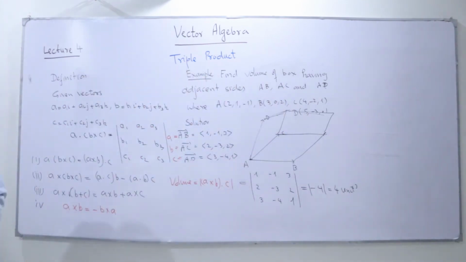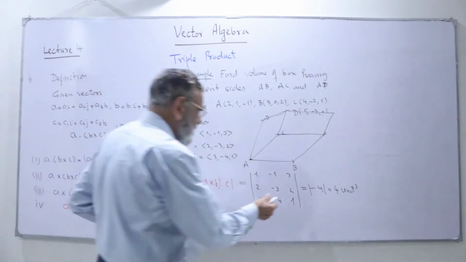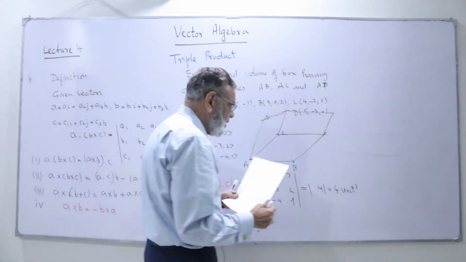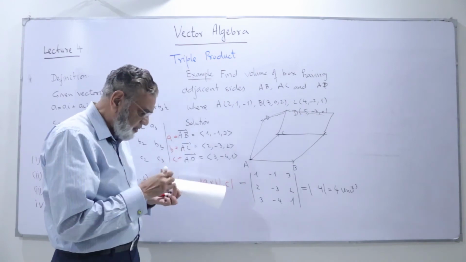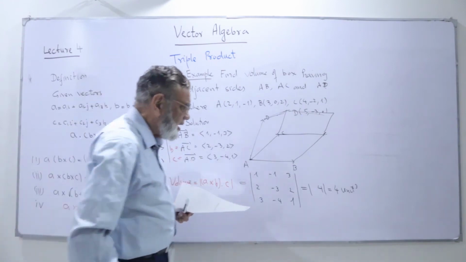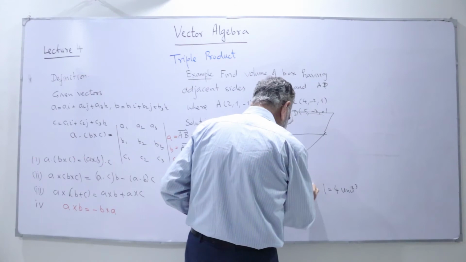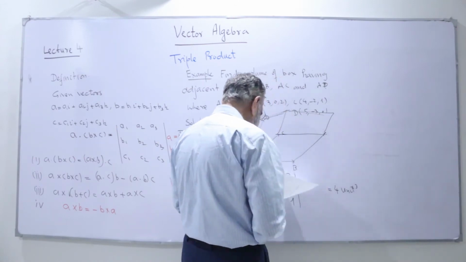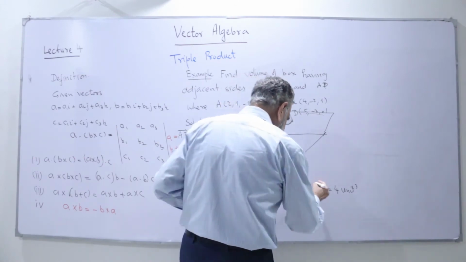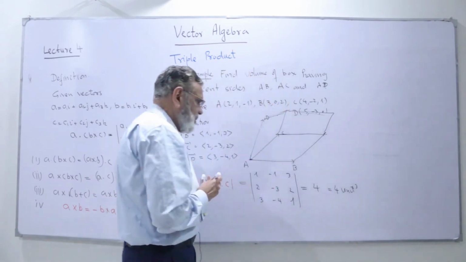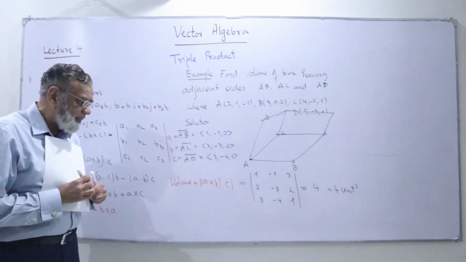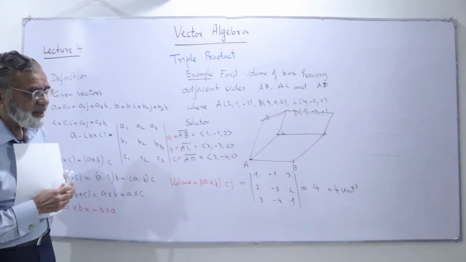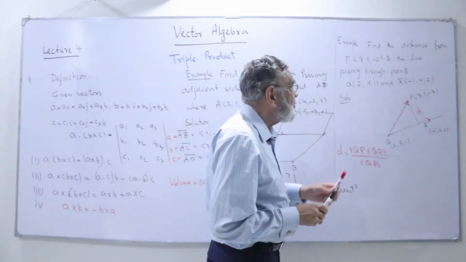As I mentioned, this here is not minus, it's plus, so it remains plus 4 units. We have the absolute value. If this is negative, then we can just take the absolute value and make it positive, because our volume or our area is always positive. This is one example. Now we take another example.